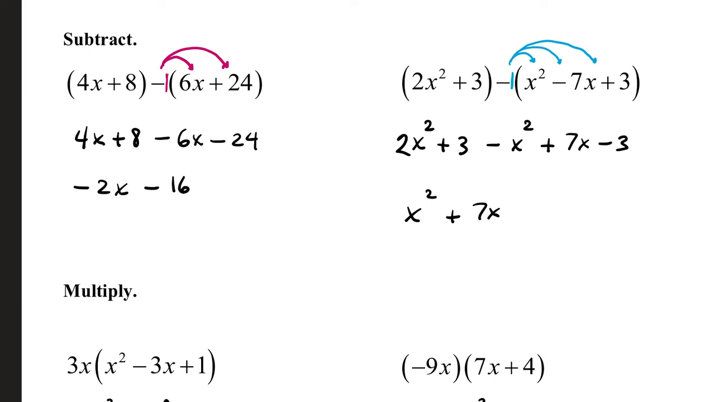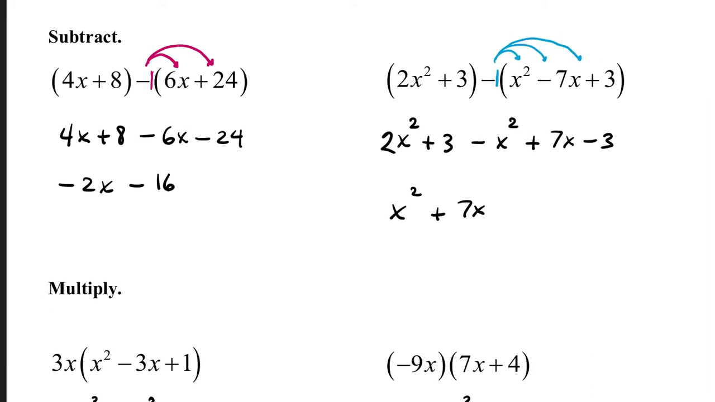Once you've got the parentheses cleared out, then if you spot like terms, let's see, we've got a 4x and a negative 6x, those will combine into a negative 2x. We also have like terms that are constants, 8 and negative 24. 8 minus 24 is negative 16, so the subtracted value is negative 2x minus 16.